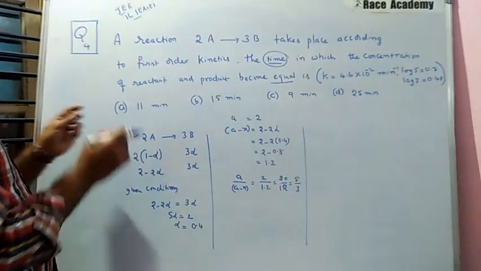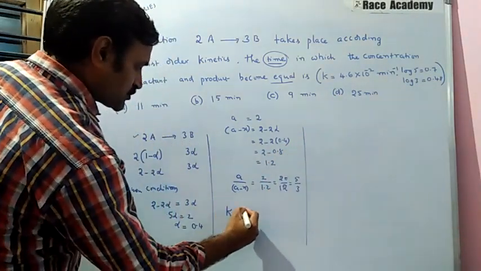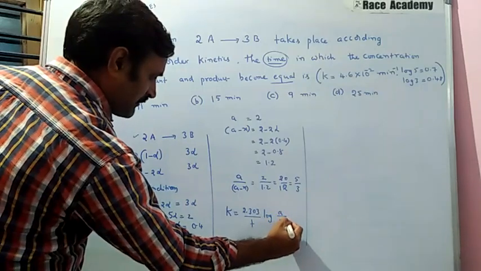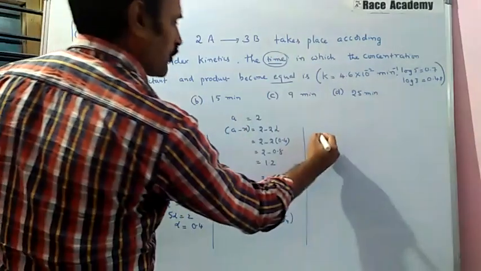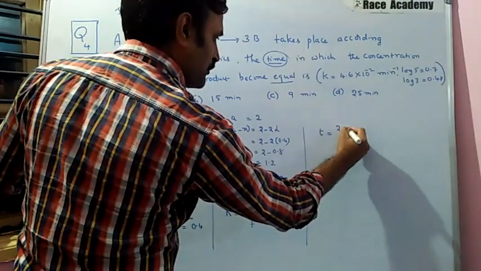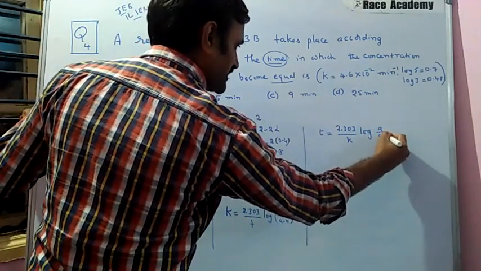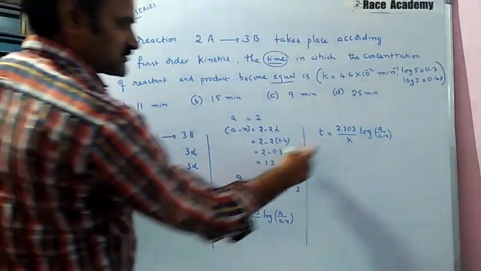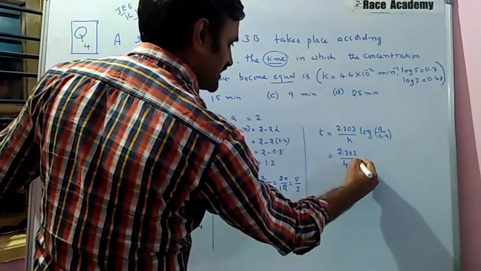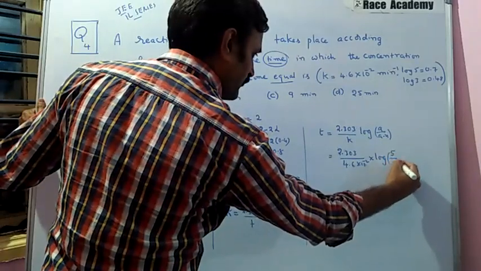Now, what is the first order rate constant formula? K is equal to 2.303 by t into log A by A minus x. In this we want t, since the aim of the problem is to find the time of the reaction. The time is equal to 2.303 by K into log A by A minus x. Already we have discussed that A by A minus x is 5 by 3. So we will substitute all these things: 2.303 by K value, which is 4.6 into 10 power minus 2, into log of 5 by 3.